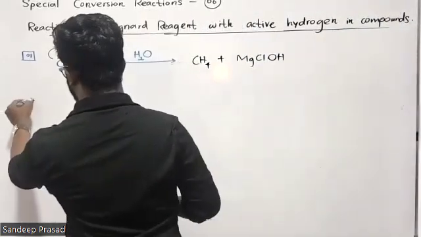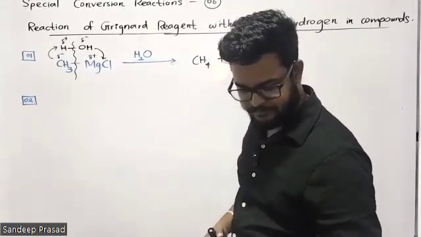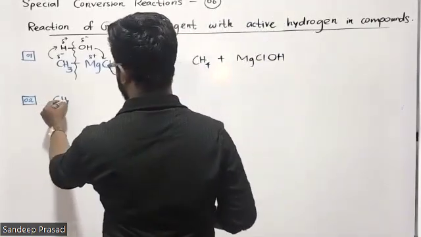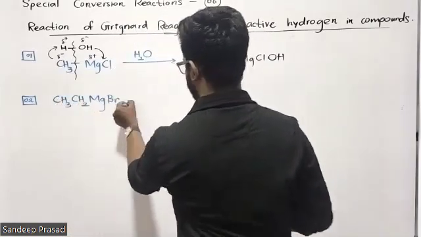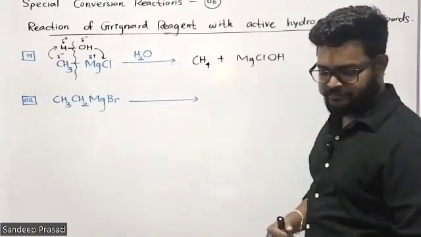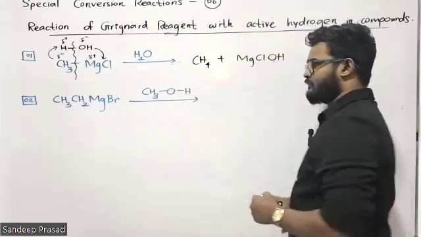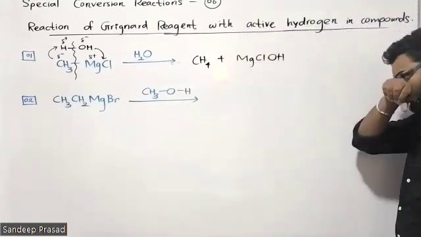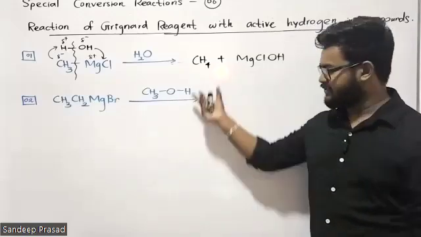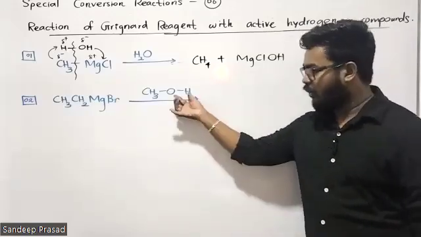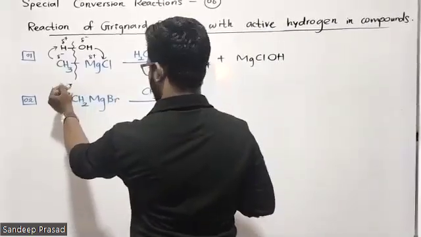Now let's go for the second example. In the second example, we have CH3CH2MgBr added to methanol, CH3OH, in this way. So this is also easy. Why? The alcohol OH group is there.